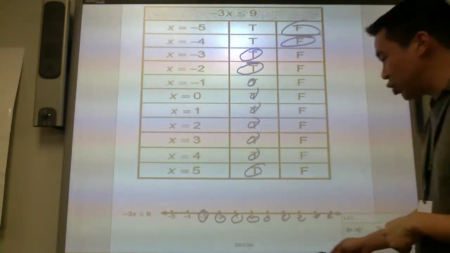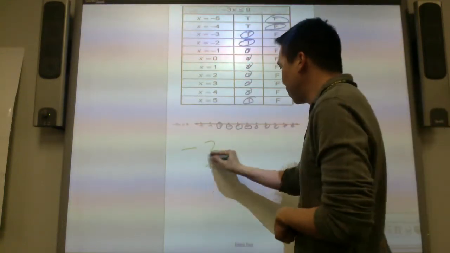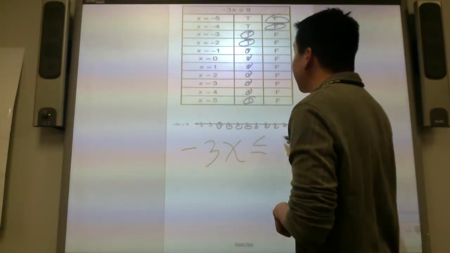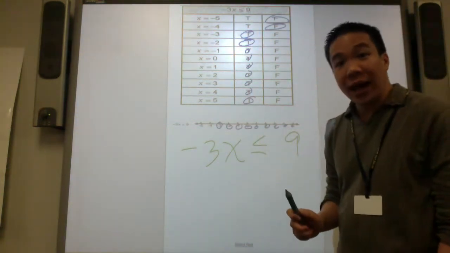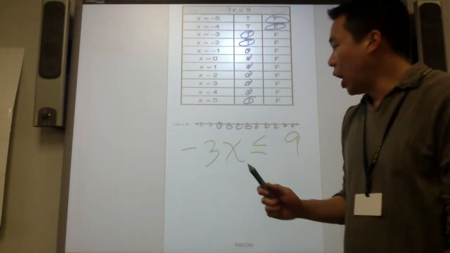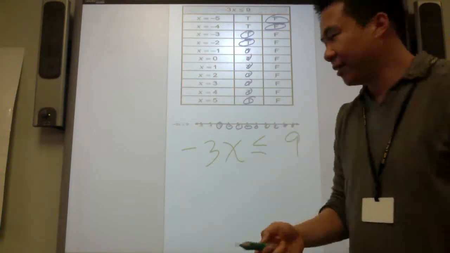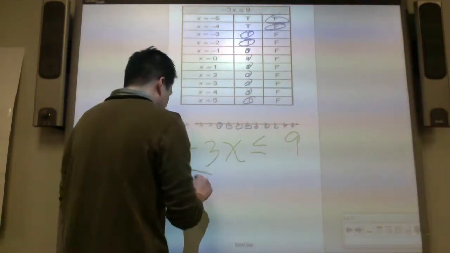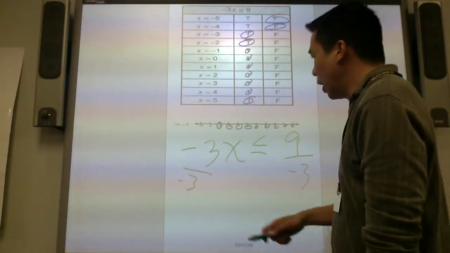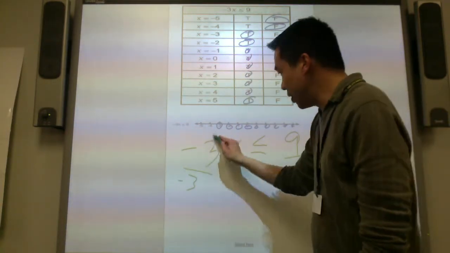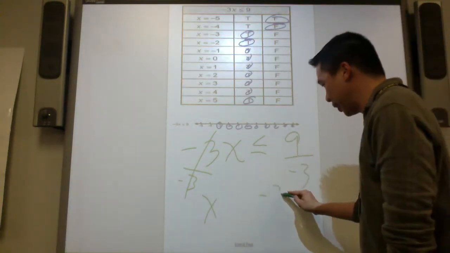So let's solve this equation now. The equation was negative 3x is less than or equal to 9. I need to keep this variable x by itself. What operation is the inverse of multiplying by negative 3? Dividing. So I divide this by negative 3, and I divide this by negative 3. Negative 3 divided by negative 3 cancels out. That becomes x. 9 divided by negative 3 is negative 3.